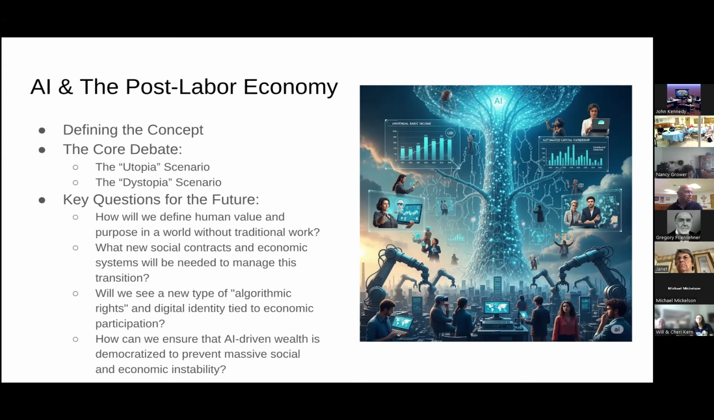If anyone has answers to any of these, raise your hand and tell me. So how will we define human value and purpose in a world without traditional work? I've seen Star Trek. Looks pretty nice. I don't know how real that is. What new social contracts and economic systems will be needed to manage the transition? Will we see a new type of algorithmic rights and digital identity tied to economic participation? And how can we ensure that AI-driven wealth is democratized to prevent massive social and economic instability?